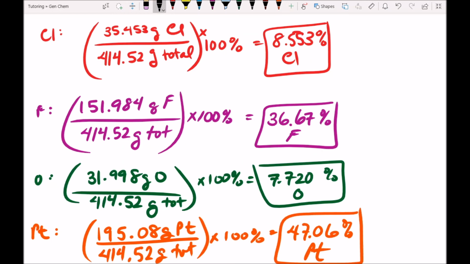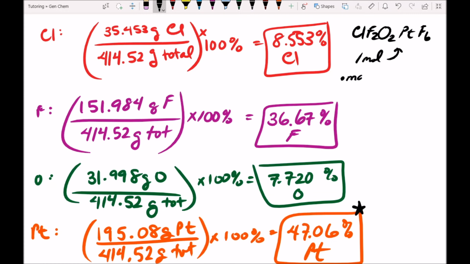So notice our original formula was ClF2O2PtF6. Quick glance, if we say we have 1 mole of this compound, there's 8 moles worth of fluorine, 2 of oxygen, only 1 each of chlorine and platinum. But it's interesting that the 1 mole of platinum, the substantially higher molar mass of platinum than any of the other elements, causes the percent composition of platinum to be almost half of the entire compound. So just something interesting to note.